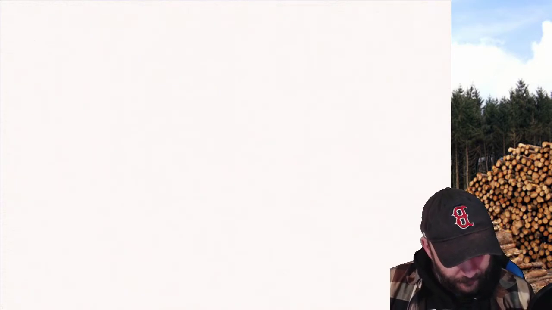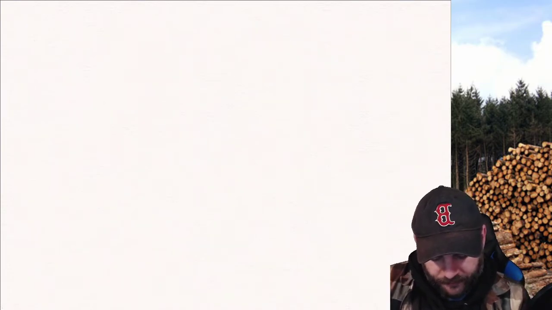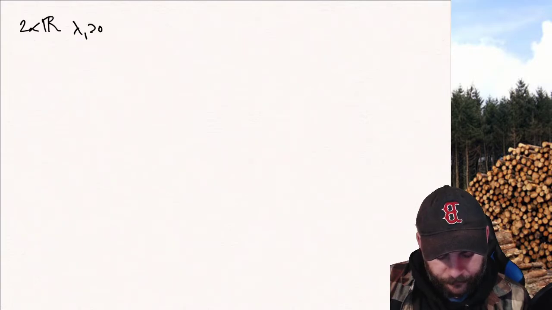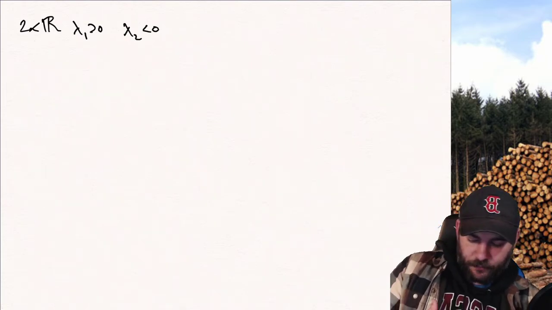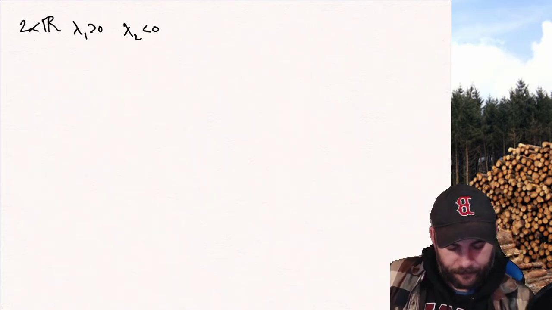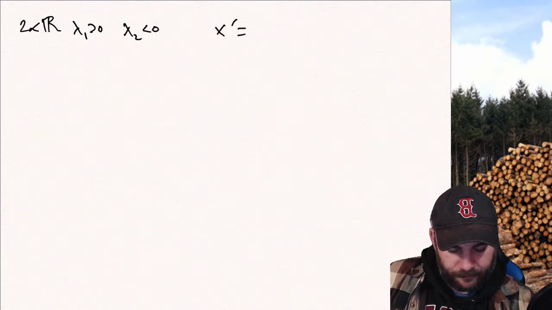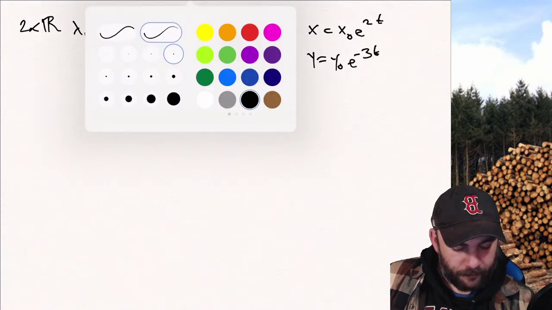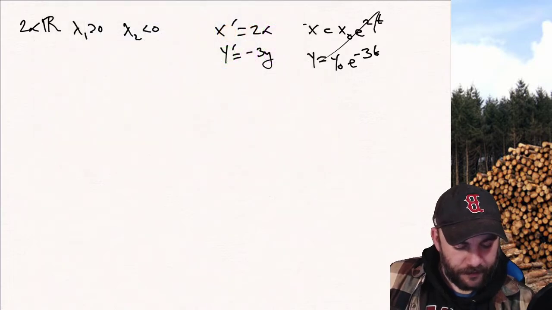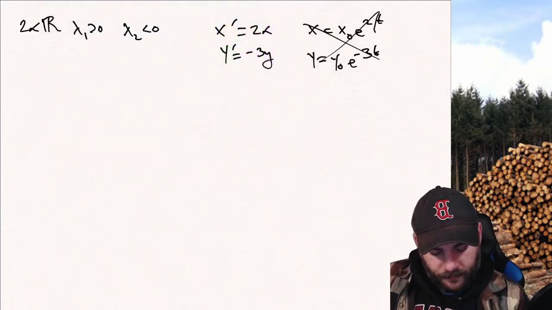Next page. Last case for two real eigenvalues. So we have two real eigenvalues. Lambda 1 is positive. Lambda 2 is negative. Okay? We are once again going to do a little silly example here. x prime equals 2x, and y prime equals -3y. So I know that x equals x naught e to the 2t, and y equals y naught e to the minus 3t. But again, let's just pretend we don't know this. Okay? We write down our matrix.